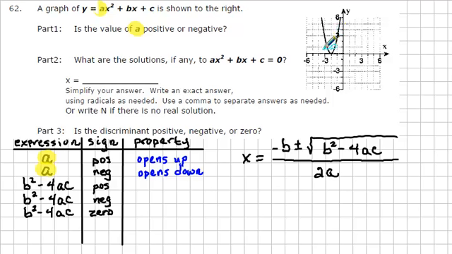So looking at our parabola, we see that it opens in an upwards direction. And therefore our conclusion is that the sign of a is positive. The parabola opens up and therefore a is positive.